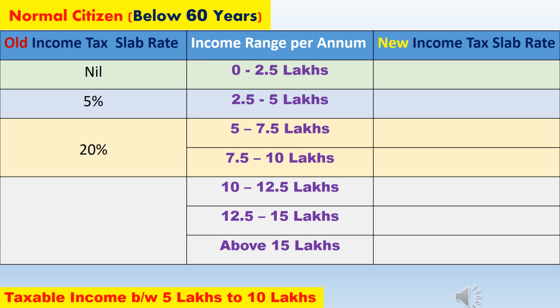If a normal citizen's taxable income is between 5 lakhs and 10 lakhs, then in his taxable income, for the first 2.5 lakhs, he need not pay any tax. For the next 2.5 lakhs, he has to pay 5% tax. Next, for the amount by which his taxable income is more than 5 lakhs, he has to pay 20% tax.